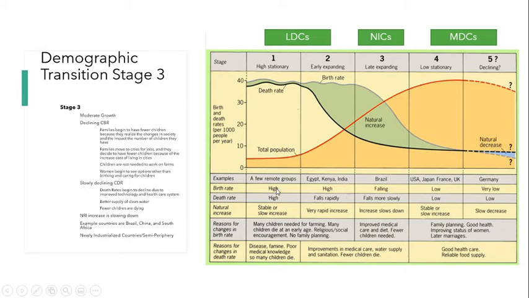Remember, we said that they need a lot of children here in stage 1 and stage 2. Note this little bar, many children are needed for farming. But then we're starting to industrialize here. Remember, these are countries like Mexico, countries like Brazil, countries like South Africa. So we are industrialized. We are a little bit more developed because we fall under newly industrialized countries. So now people are moving to cities for jobs.